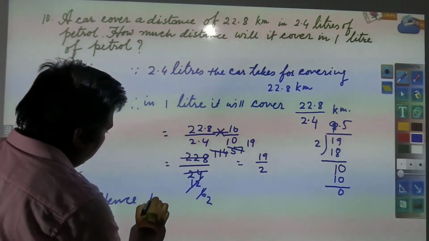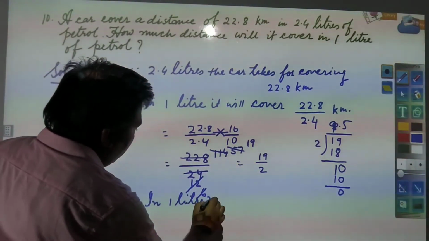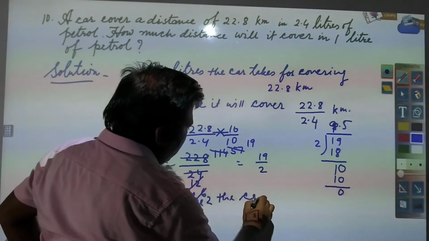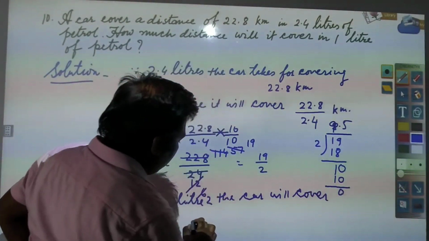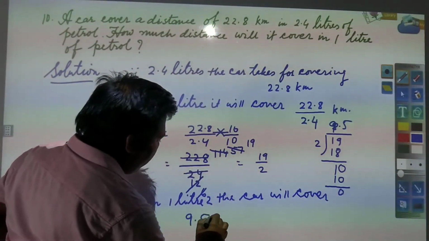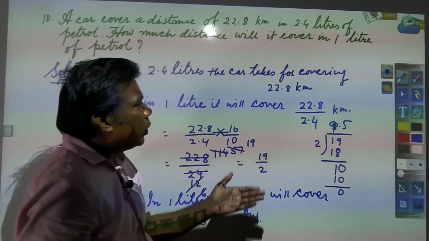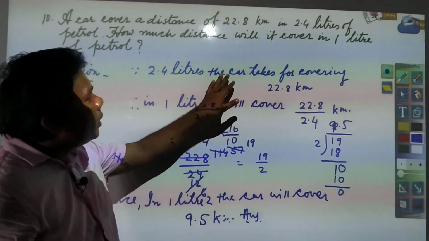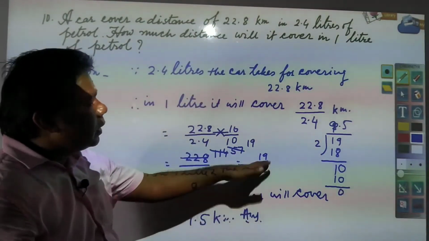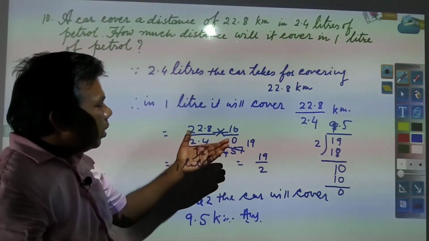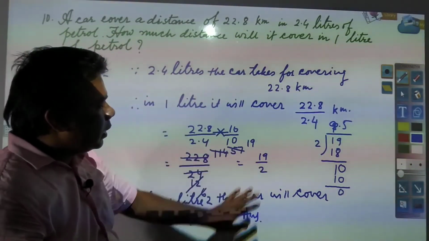In 1 liter the car will cover 9.5 kilometer, and this will be your answer. So in this way, if you are solving by the unitary method, this is required to be written, and the simplification is the same as what you have done in division of decimals. The same simplifications are there, that is required to be done.